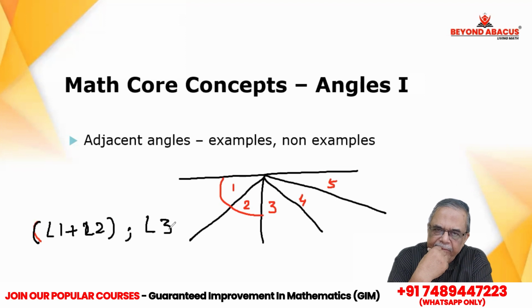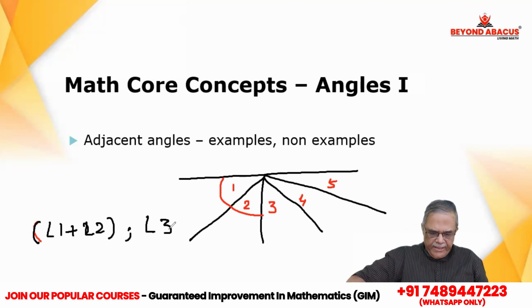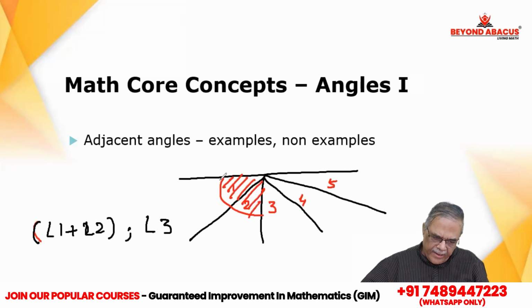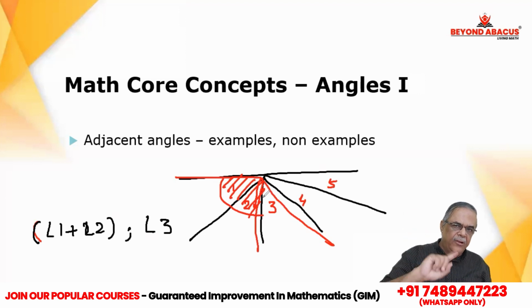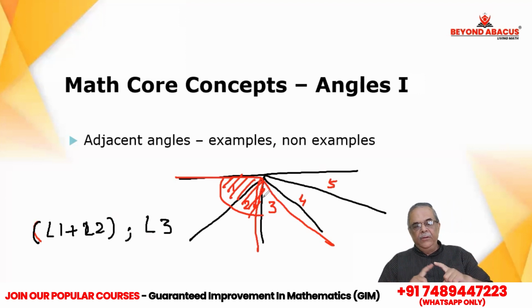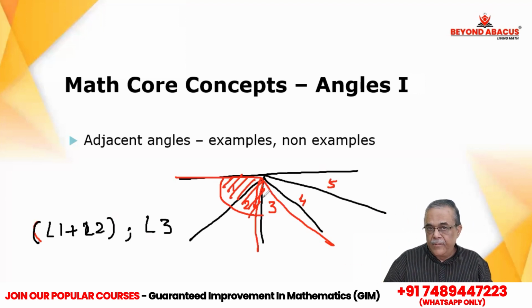Yes, it is. Why? Because when I am making 1 plus 2, it has become one angle now. And this is another angle. So now I can say that this is the initial line, this is the dividing line, this is the ending line. So now this 1 plus 2 is one angle and 3 is another angle. So 1 plus 2 is adjacent to 3. But 1 is not adjacent to 3 and 2 is not adjacent to 4. And 3 is also not adjacent to 5.